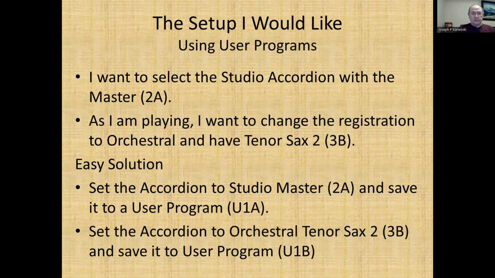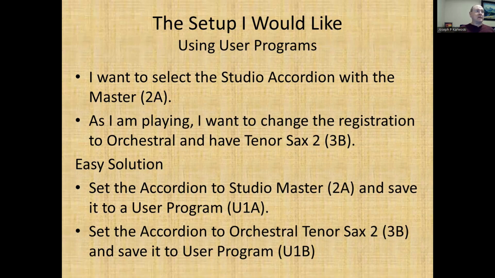I go into User Programs, I hit 1A, there's my accordion, my master accordion. I want to go to a tenor sax. I simply hit register 1 again. That will take me to 1B. Now I have the tenor sax. I want to switch back to the accordion for part 3 of the song. I hit register 1 again, and it will go to 1A, U1A. So that's the easy way.